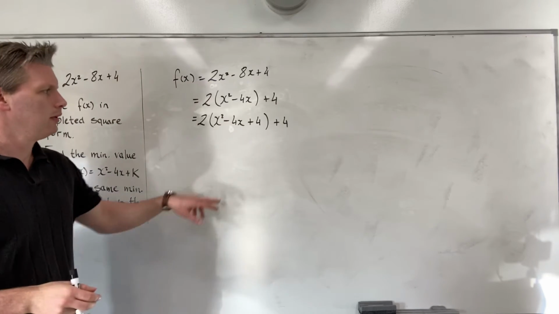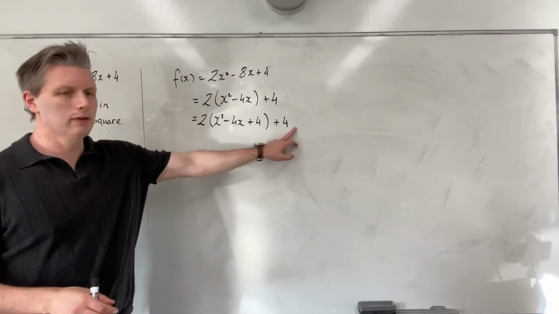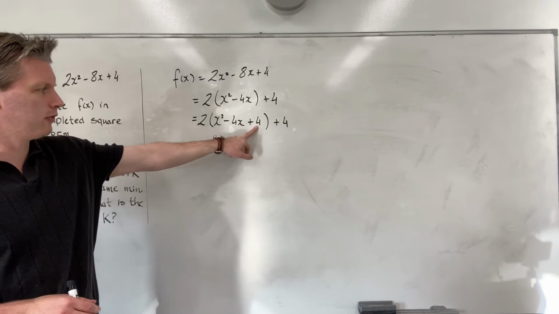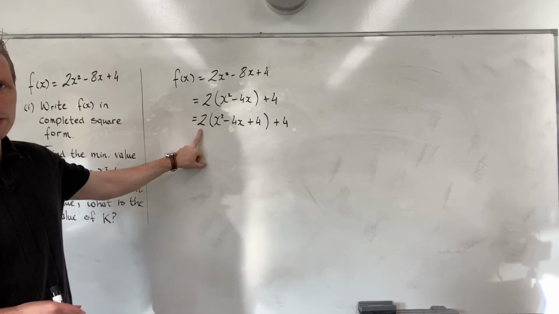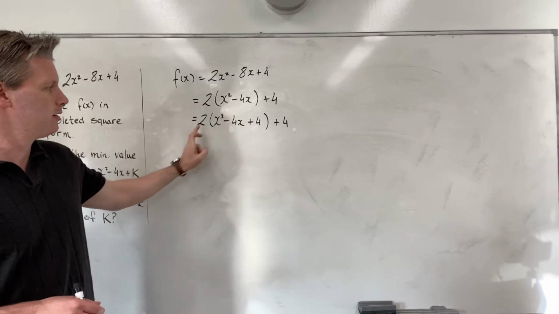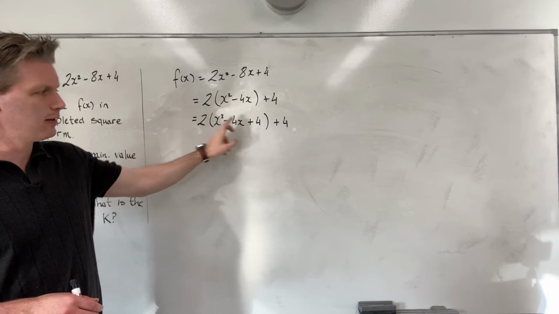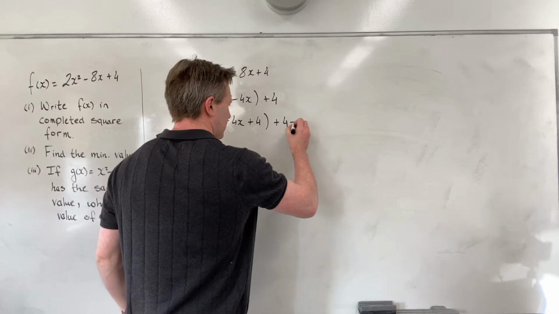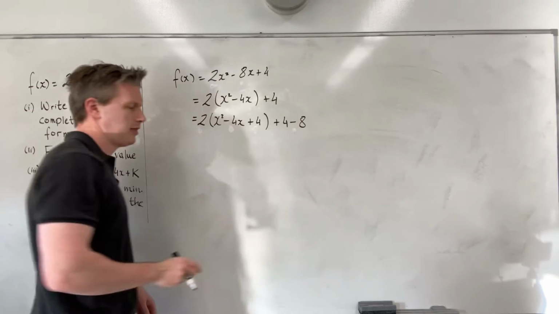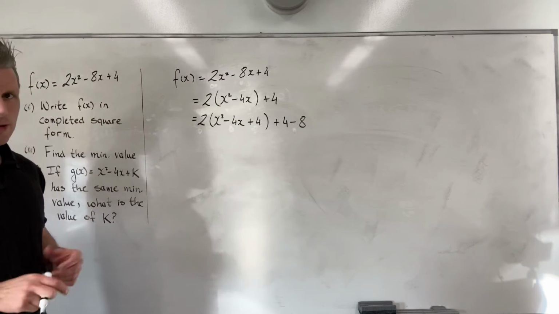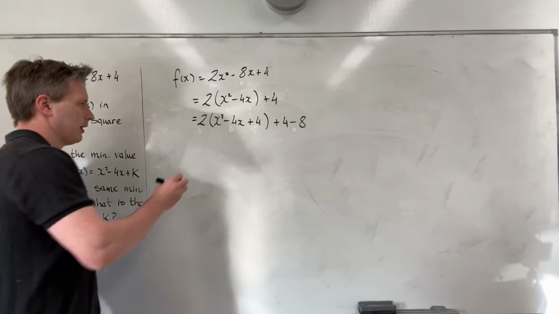And now I need to subtract over here. What do I need to subtract? Well, I added here a plus 4, but out in front I have a 2. So by putting here a plus 4, I've really added 2 times 4, that's 8, to the function overall. And so I must subtract 8 here at the end in order to make everything the same. Okay, so now I can continue.